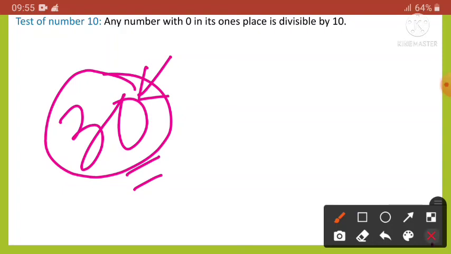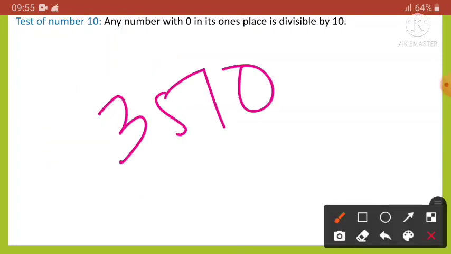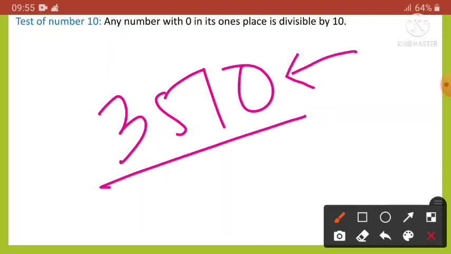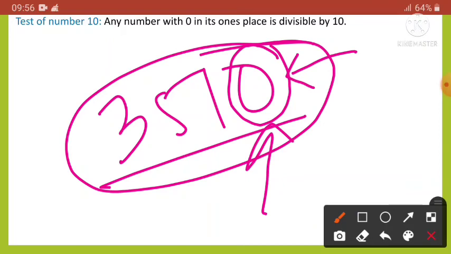If we take another number, suppose 3510, is it divisible by 10? We have to look at the 1's place. So here it is 0. If this digit is 0 at the 1's place, then we can say that this number 3510 is divisible by 10.